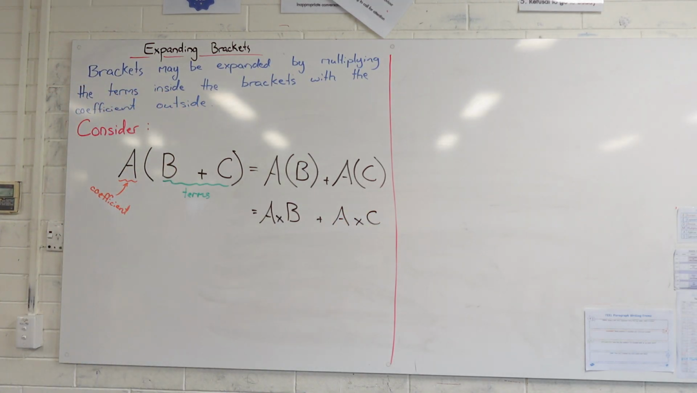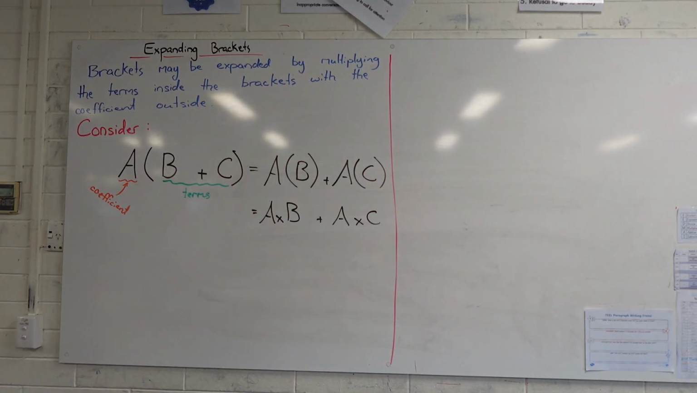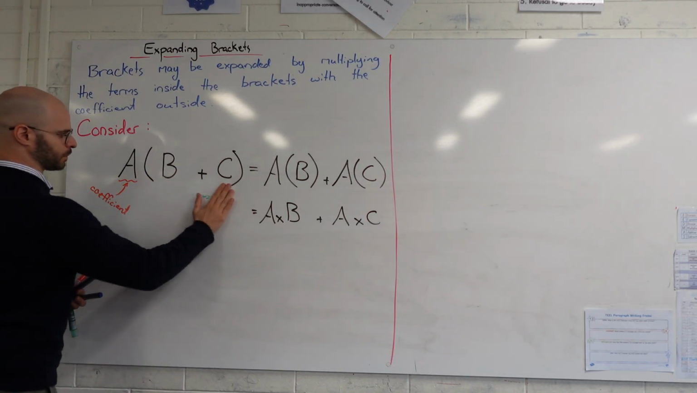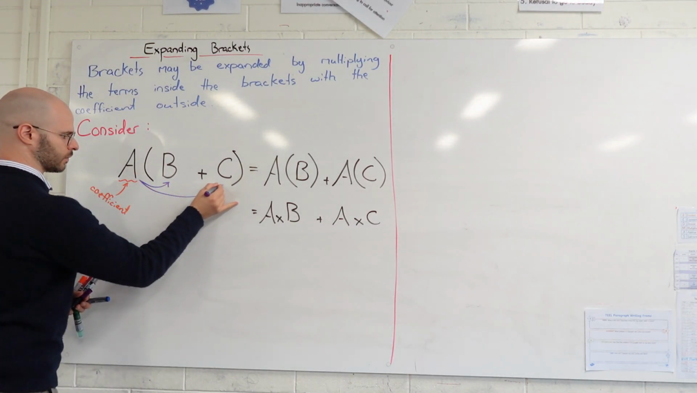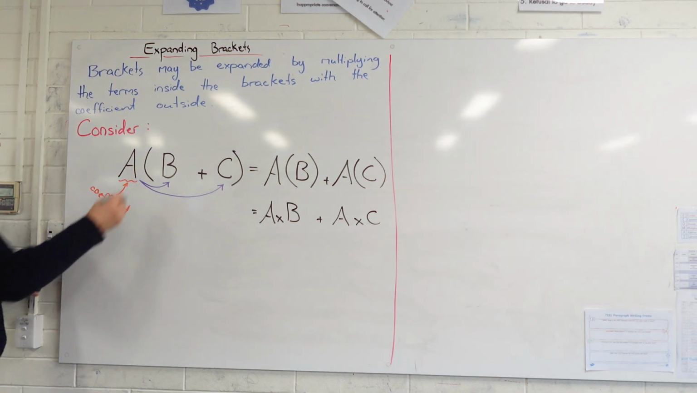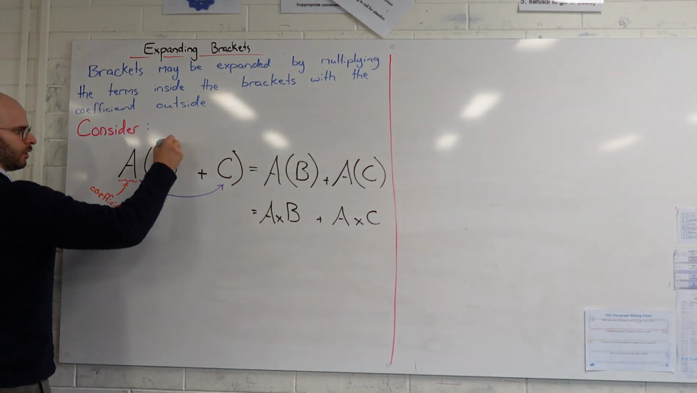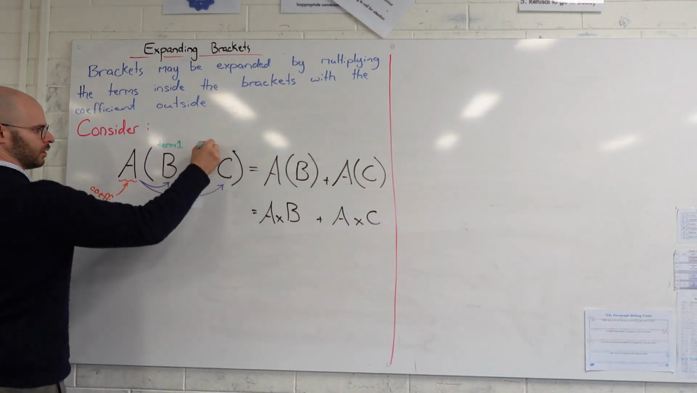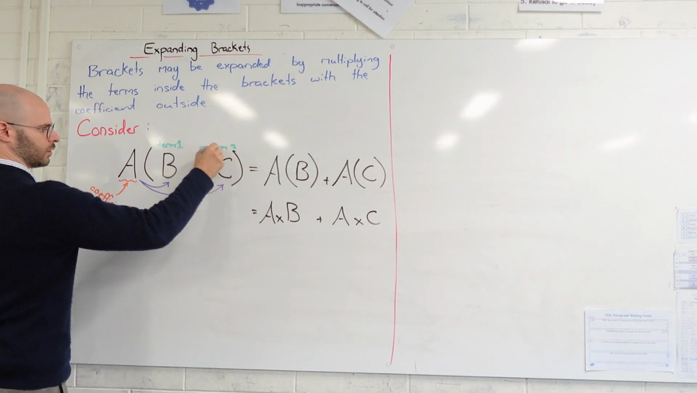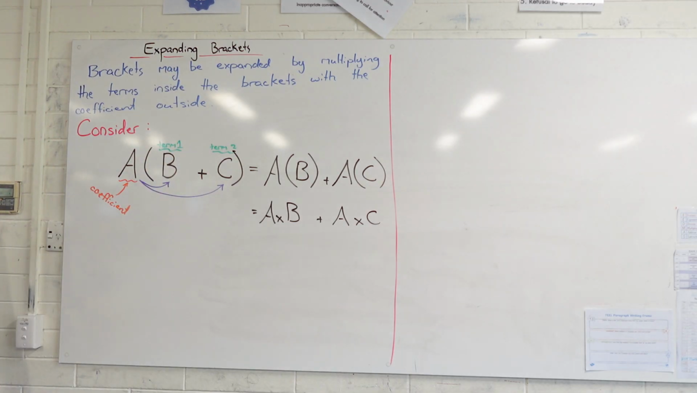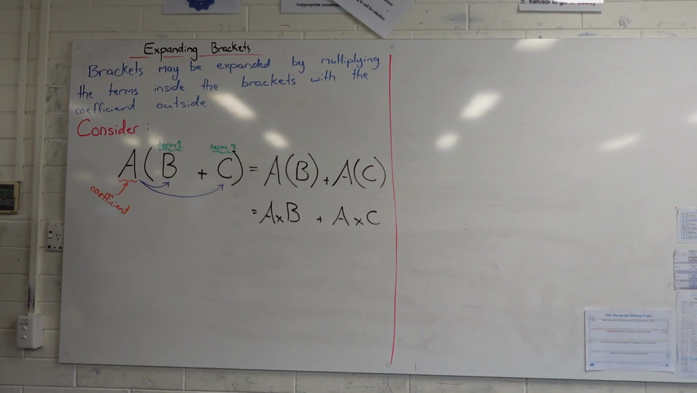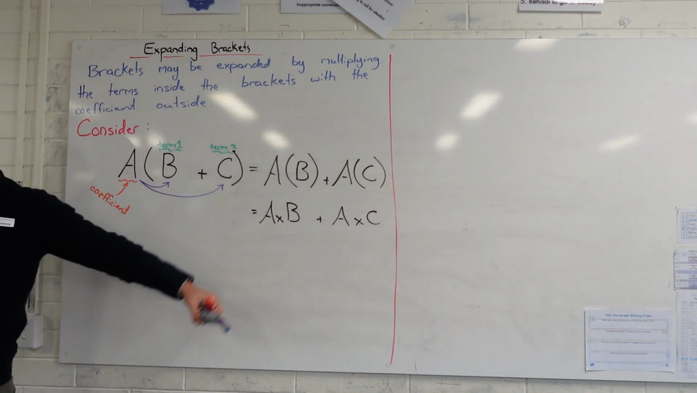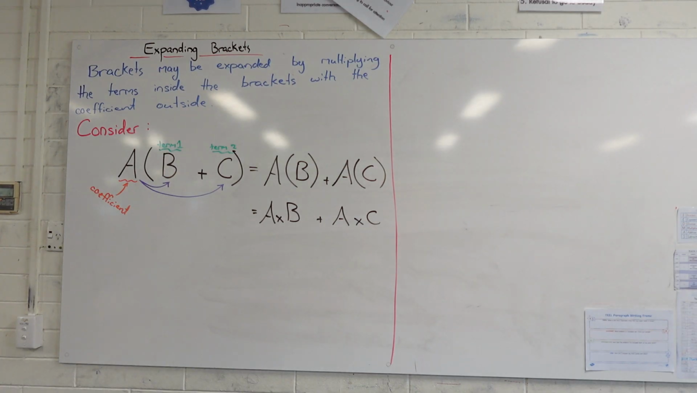So all we need to be cautious of is how we're multiplying these out. You can also think of it as term 1, term 2, where the terms are separated by the plus symbol. So your coefficient multiplies with each term inside the bracket. You can just go down from here to there if you want, it doesn't matter. Are we okay with that rule?